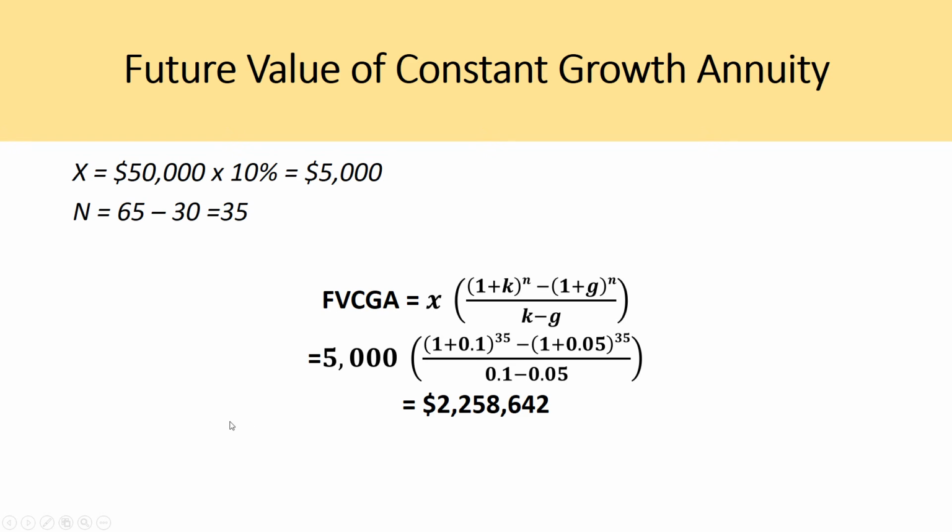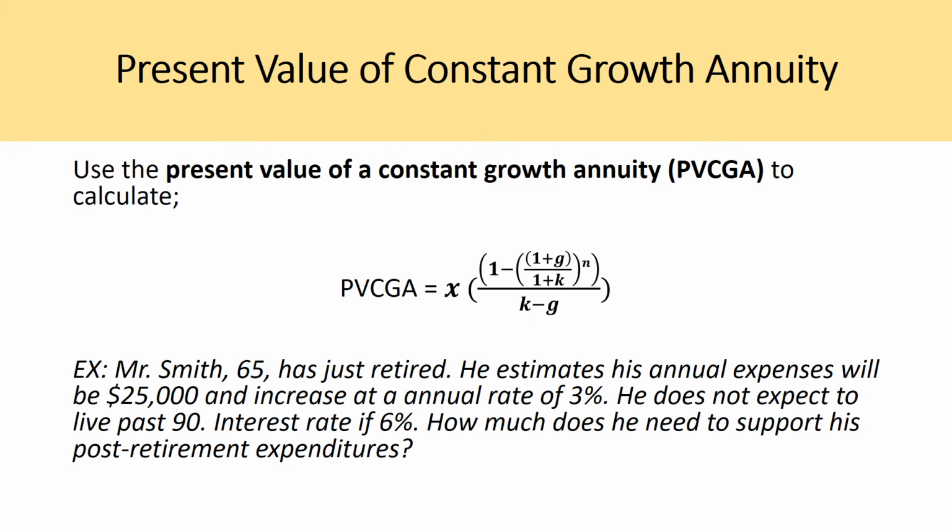So if Dale were to invest an initial $5,000, which is expected to grow at a 5% rate for the next 35 years, after 35 years he will have $2,258,642.